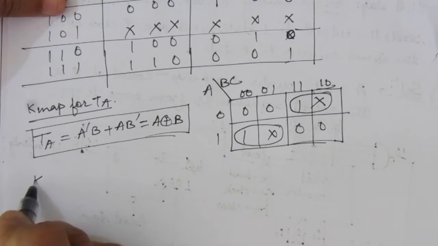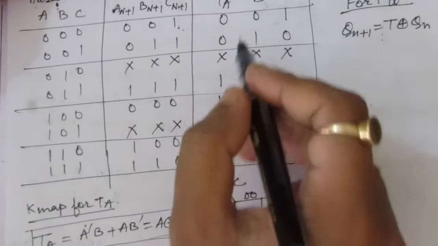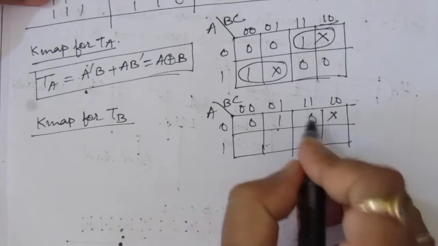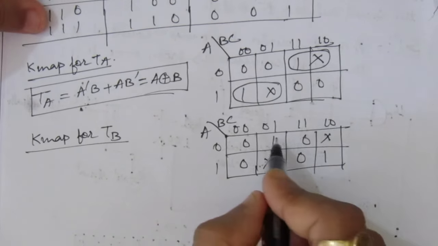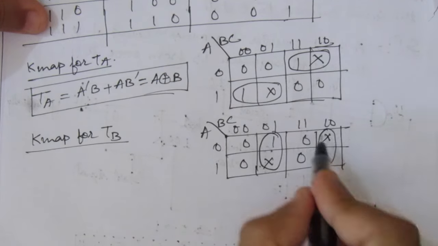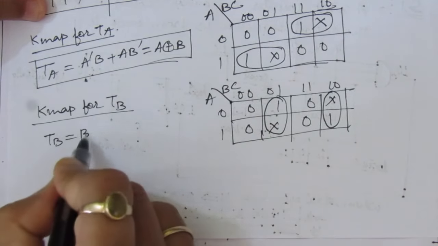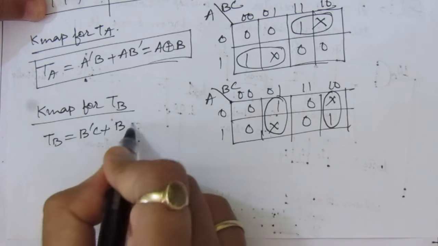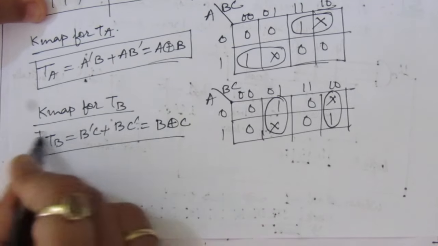Now let us make the K map for TB. So here we have to fill up with these TB values. So 0 1 don't care 0, then we have 0 don't care 1 0. So how can we combine? This will be one combination, this is the second combination. So TB is equal to, this is B bar C plus this is B C bar. So this is nothing but B XOR C. So we have got the expression for TB.